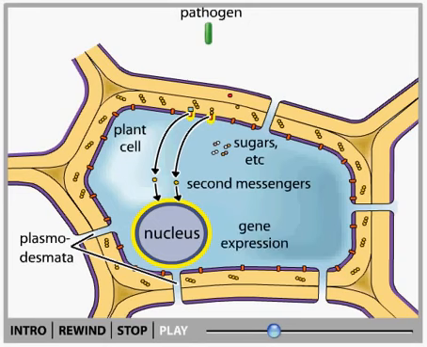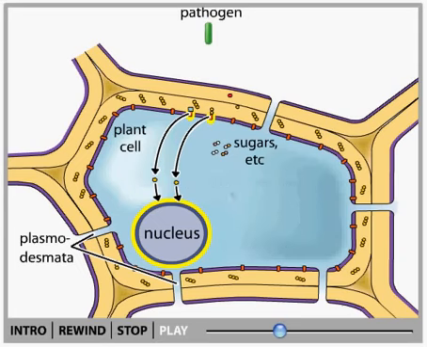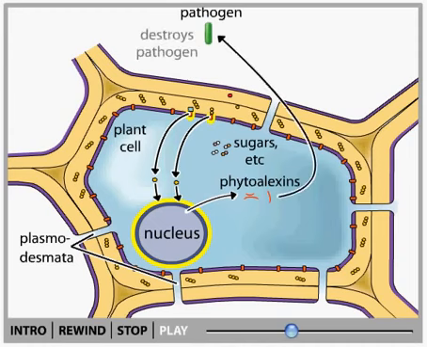After certain genes are expressed, the plant begins to produce a class of molecules called phytoalexins. Phytoalexins are usually phenolics or terpenes, and a cell produces them within hours of the onset of infection. These molecules can kill a variety of invading pathogen species.